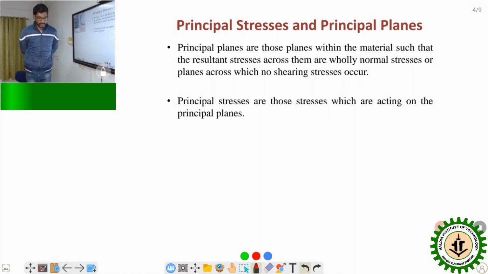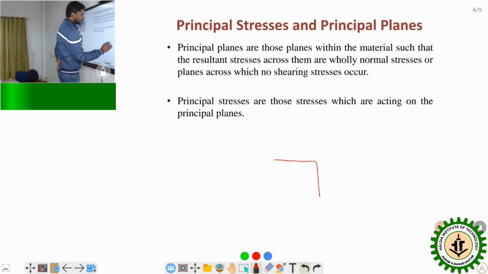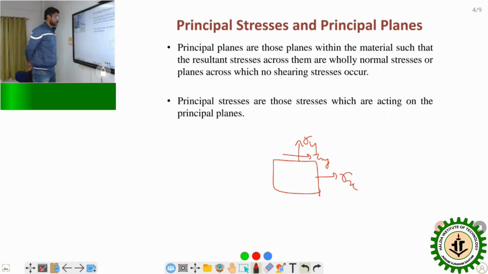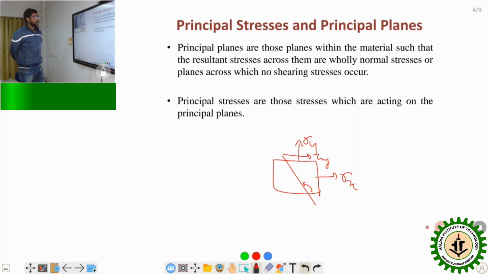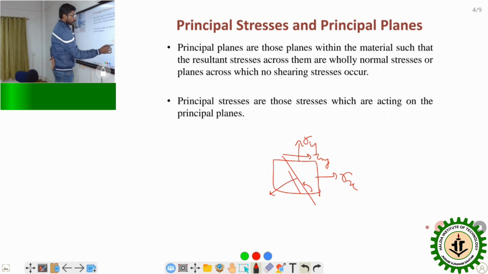Now, what are principal stress and principal planes? Under the action of any compound stress system, suppose along the x direction sigma x, along the y direction sigma y, and tau xy. In this compound stress system, if we consider an inclined plane at any particular angle, we will find one particular plane where the resultant stress is wholly normal. That means there is no shear stress present.